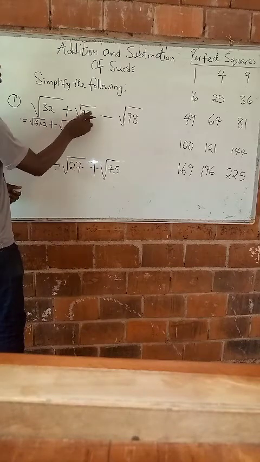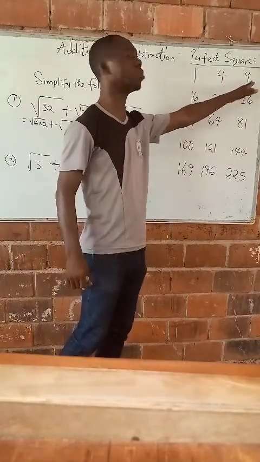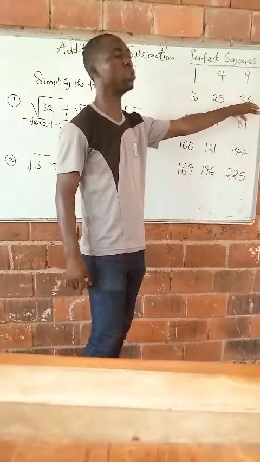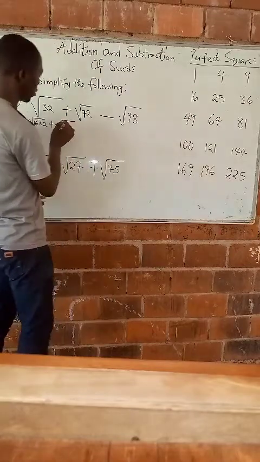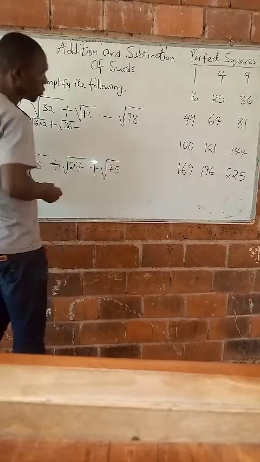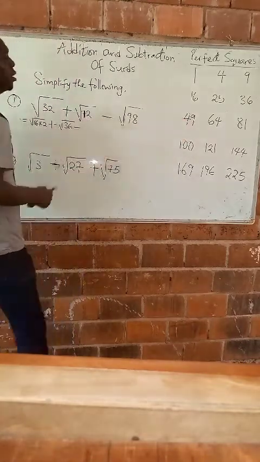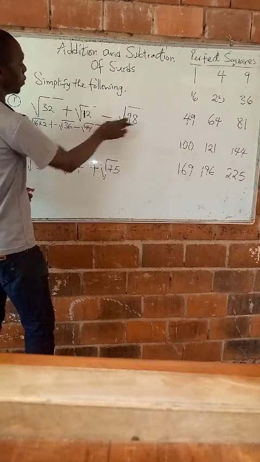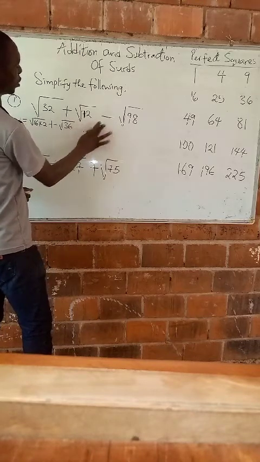root 72. The perfect squares that can divide 72: 4 will divide 72, 9 will also divide 72, and 36 will also divide 72. But 36 is bigger than 4 and 9, so we are taking 36. Then root 98, 49 is the only perfect square here that will divide 98. So we are taking 49, then if you divide 98 by 49, okay, we are not done with this yet.